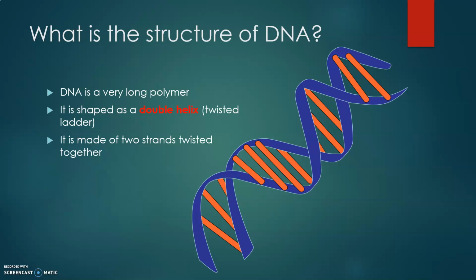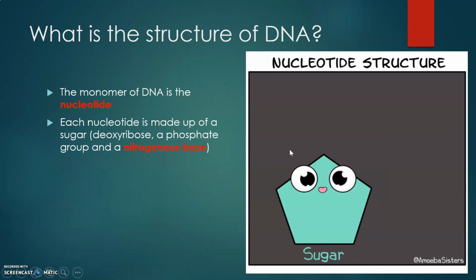Now, the basic structure of DNA is that it is made up of two different strands twisted together. So it is a double-stranded molecule made in the shape of what we call a double helix. So that's the sciencey term that we'll use now here at grade 11. But we can see how it's in the shape of a twisted ladder.